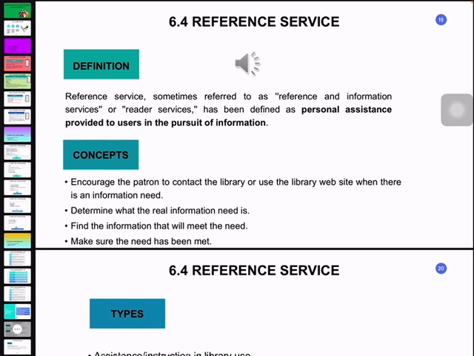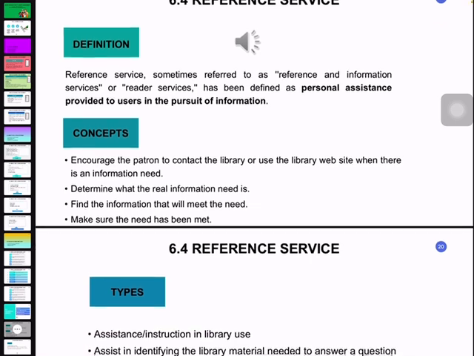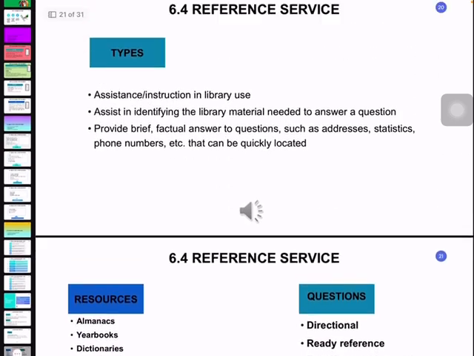Okay, another concept is to determine what the real information need is, because we focus on the one person. Find the information that will meet the need and make sure the need has been met. Maksudnya when the users use this reference service, we need to make sure that the purpose of the contact or the use of the reference service is met, is fulfilled.